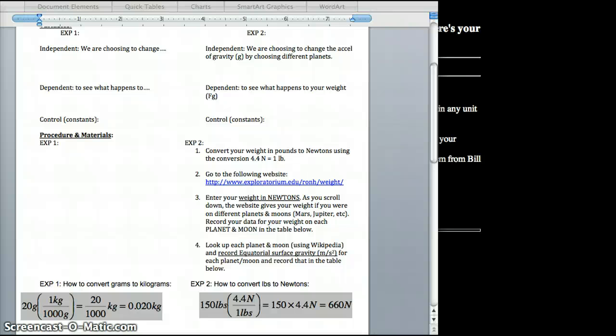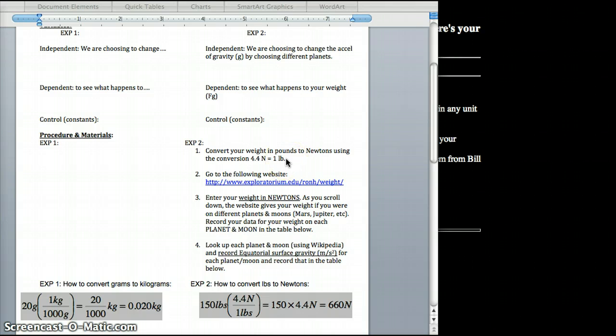Okay, so here are the directions for the second experiment in the Gravity Force Lab. If you look carefully in the second experiment, all these directions are explained in the procedures and materials.